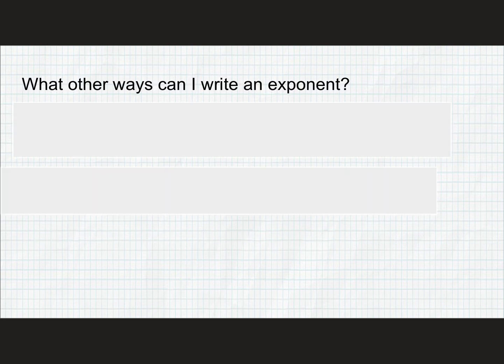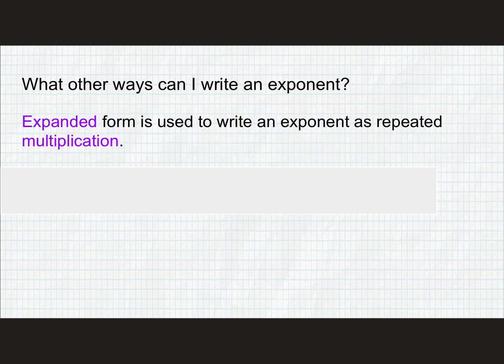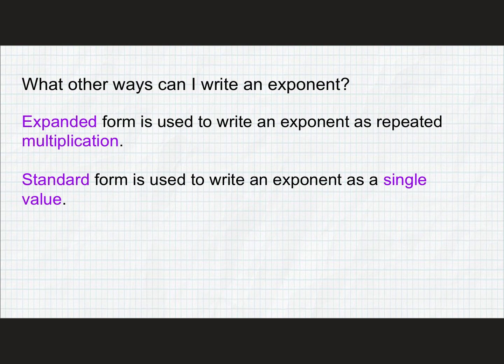You may choose to ask yourself, what are some other ways that I can write an exponent? Well, we just saw an example of expanded form, which is used to write an exponent as repeated multiplication. There's also standard form, which is used to write an exponent as a single value. We typically only see standard form for numeric exponents.